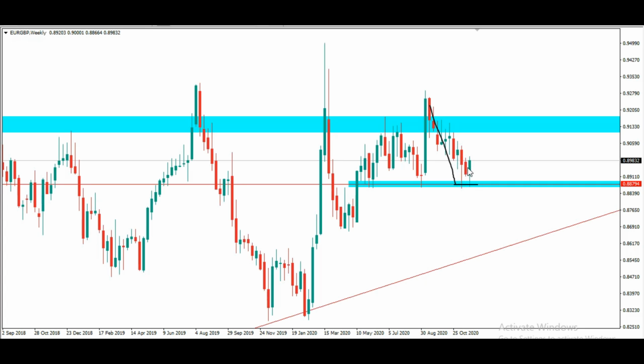Last two weeks we just had a dull week, and then this last week the price once again rejected that same support.